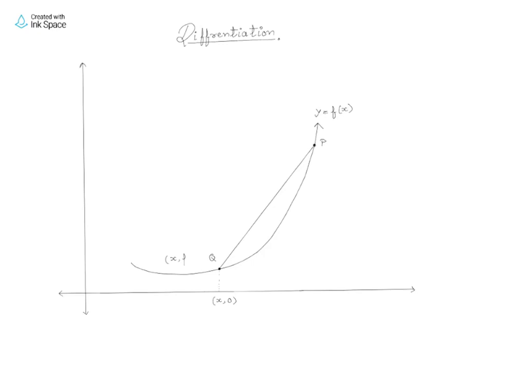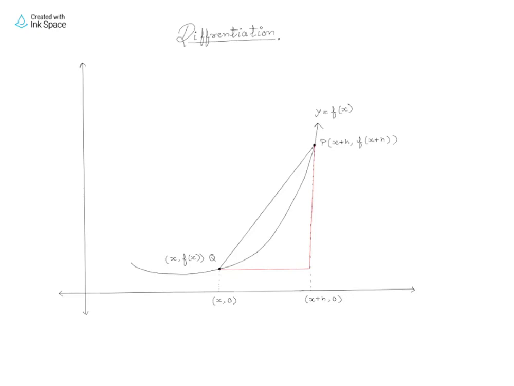So the coordinates of Q will be x comma f(x). Now we mark x plus h comma 0 on the x-axis. So the coordinates of P will become x plus h comma f(x plus h). Now we need to find the slope of line segment PQ.